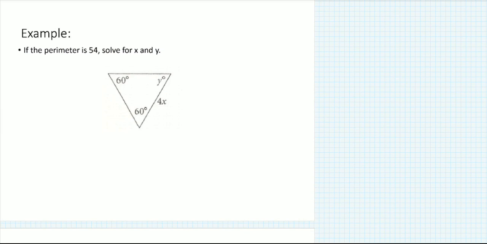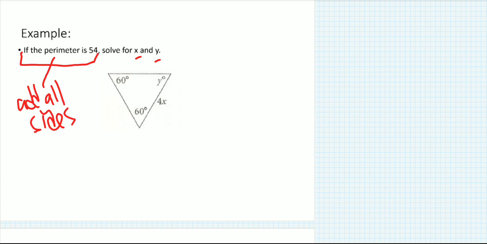Go ahead, pause the video and see if you can figure this out. We're going to solve for either x or y first, and then we're going to see how it actually works out. Okay, so the perimeter is 54. So what this means is if I add all sides, it's going to have to equal 54. But for right now, I want you to notice one really quick thing in your diagram.